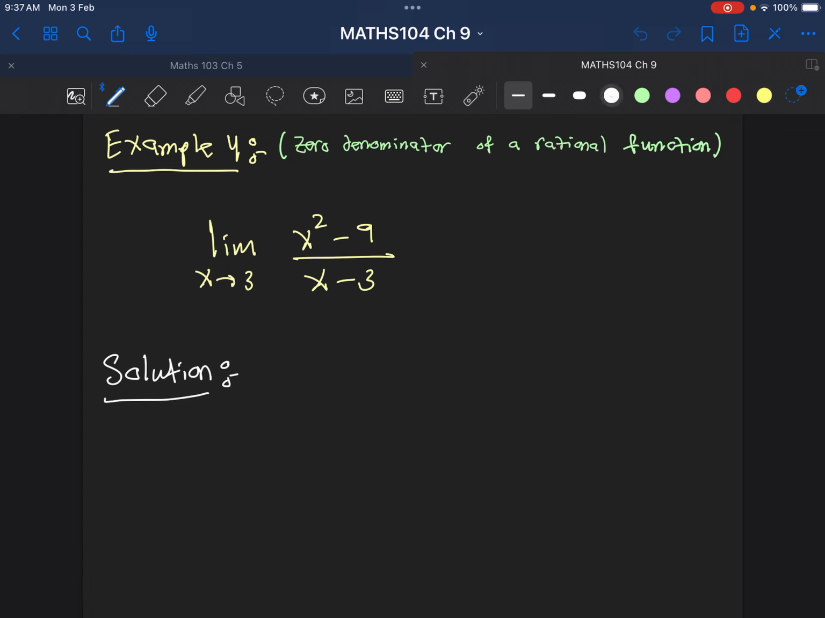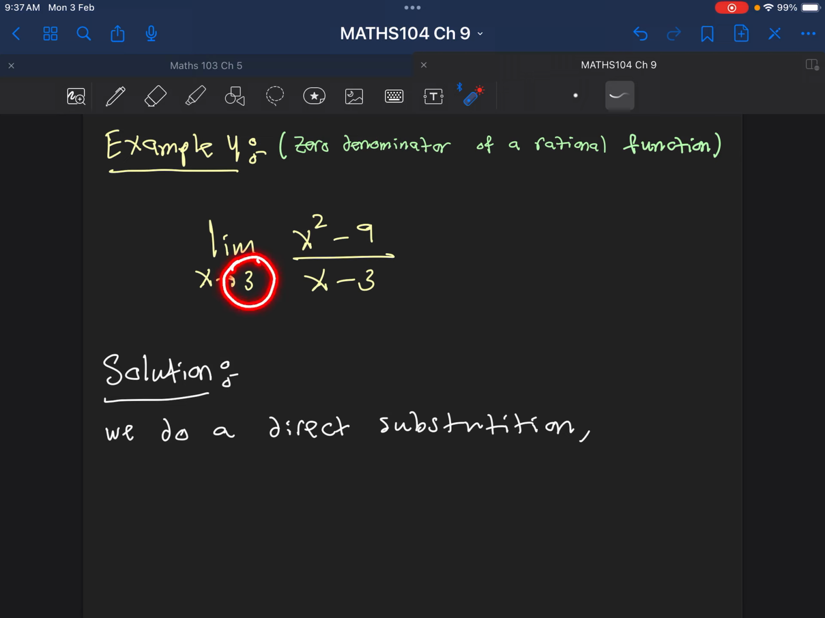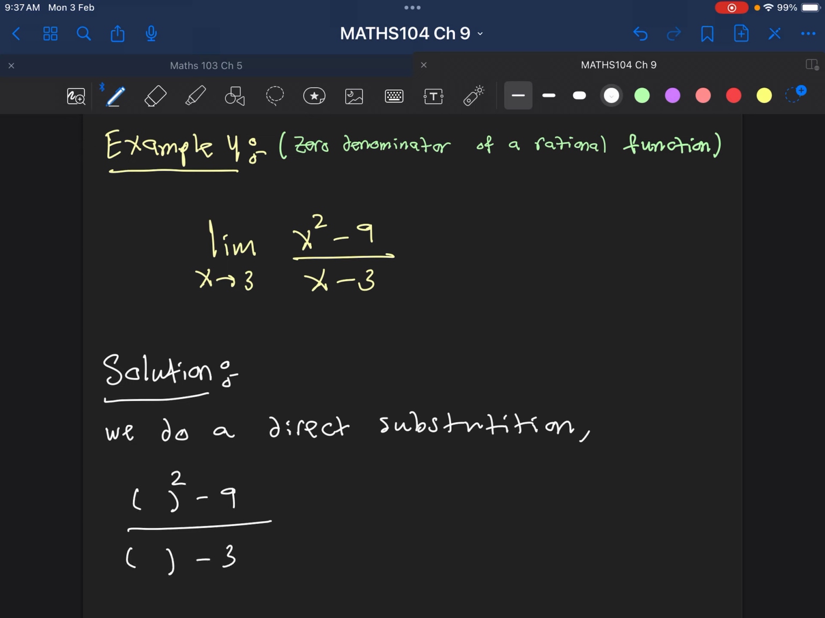So here we need to find this limit. The first step always before you try to do anything is you need to do a direct substitution. What do we mean by direct substitution? You see this number 3 here, we plug it instead of x. So if we do that, instead of x, you need to write 3. Every x you see, you just write 3.